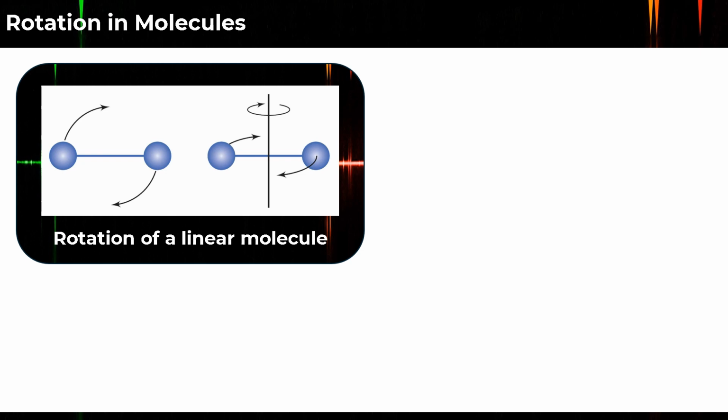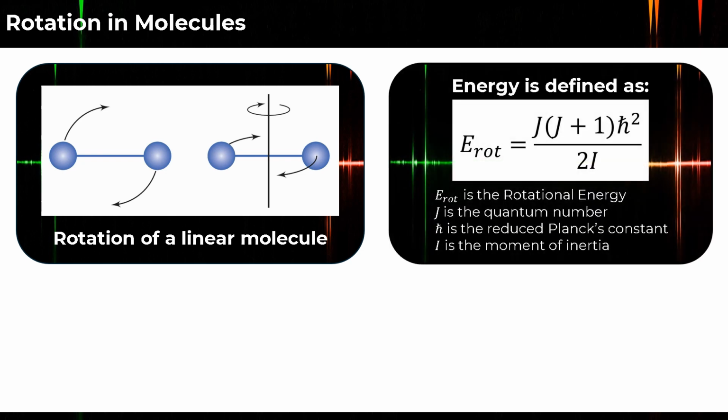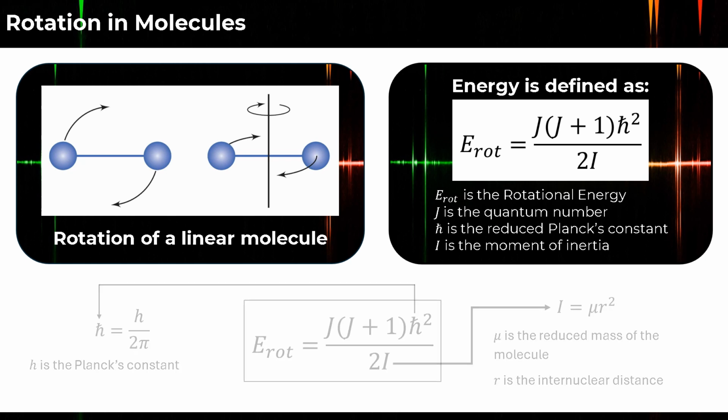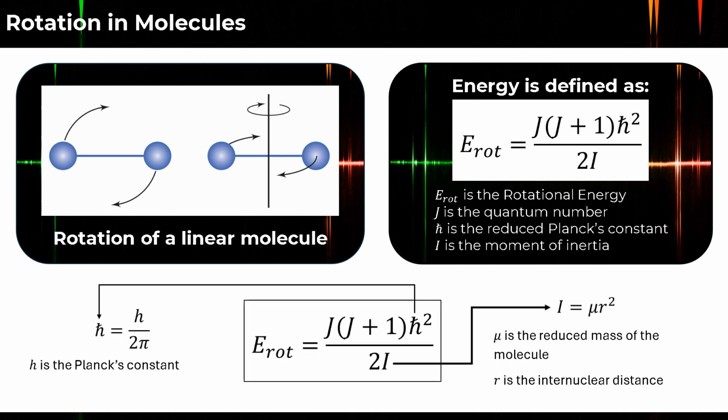In molecular rotation, the simplest molecule to show rotation is a diatomic molecule. Its energy is defined as E rot equals J times J plus 1 times h bar squared divided by 2I, where E rot is the rotational energy, J is the quantum number, which is also used in defining the angular momentum of the molecule, h bar is the reduced Planck constant, and I is the moment of inertia. We can further define the equation, which is shown on the screen. The formula for the calculation of rotational energy can be used for linear polyatomic molecules.